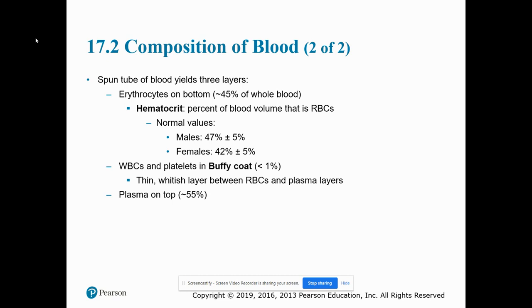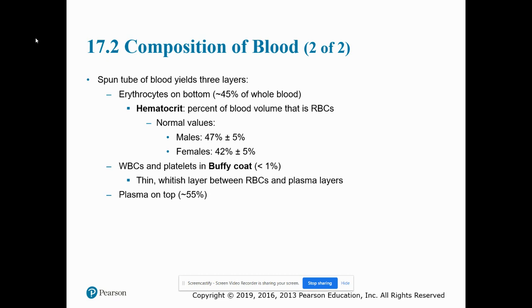Then sitting on top of the erythrocytes, we find the buffy coat. And this is going to be less than 1% of whole blood, composed of white blood cells and platelets. It's going to be a thin whitish layer. Again, it's going to be above the red blood cells, and below the plasma. The plasma is going to sit on top. It's going to be about 55%.